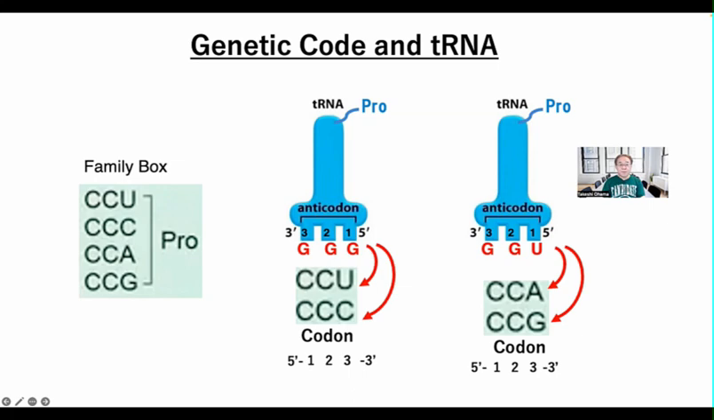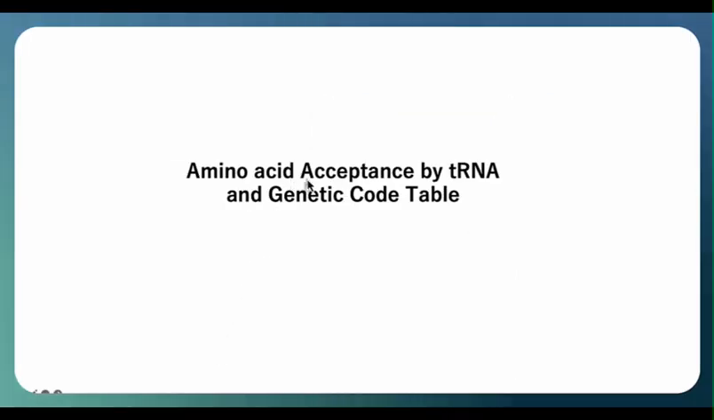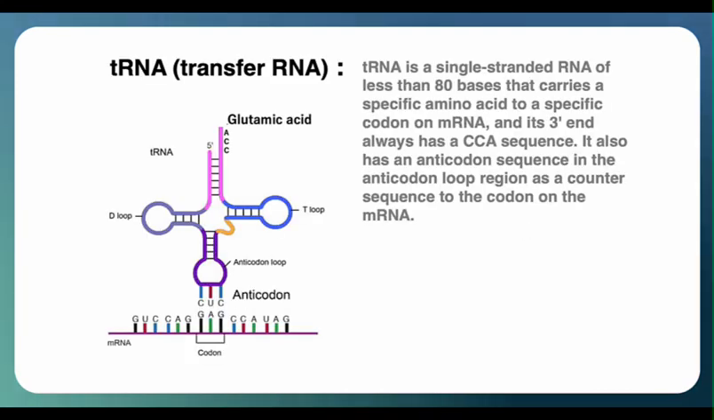In this lecture, the relationship between the genetic code and transfer RNA will be included. Let's begin. First, I will explain the mechanism of how amino acids are added to transfer RNAs, and the characteristics of the genetic code table.